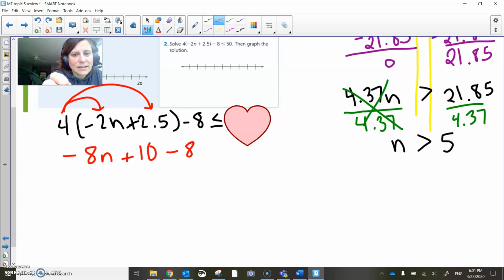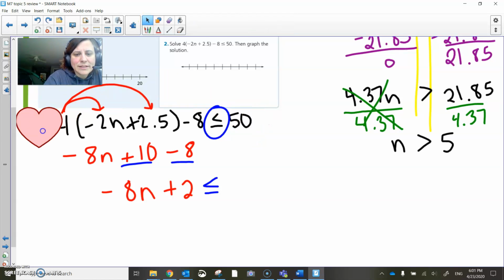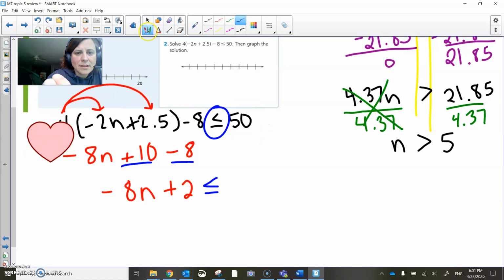And now when we look at this, that n, there's no other term with an n, so that one's done. But positive 10 and negative 8, I mean, come on. We can put those together, right? If you have a positive 10 and a negative 8, you're left with positive 2. This symbol is still the same. And now the other side, now that I'm ready to deal with it, is 50. Nice job. Okay.